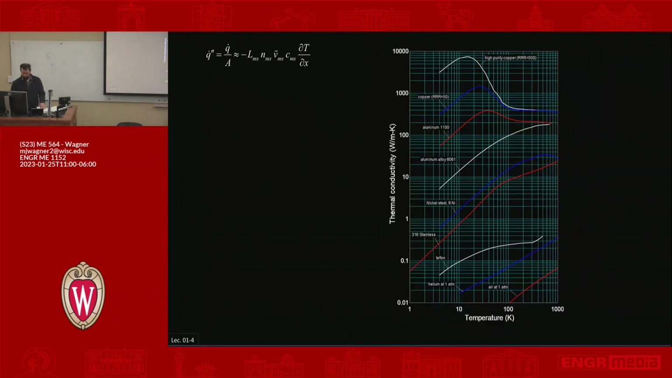So let's look a little bit more at conductivities. This is hard to see. I wish they put a bigger projector in here, but oh well.